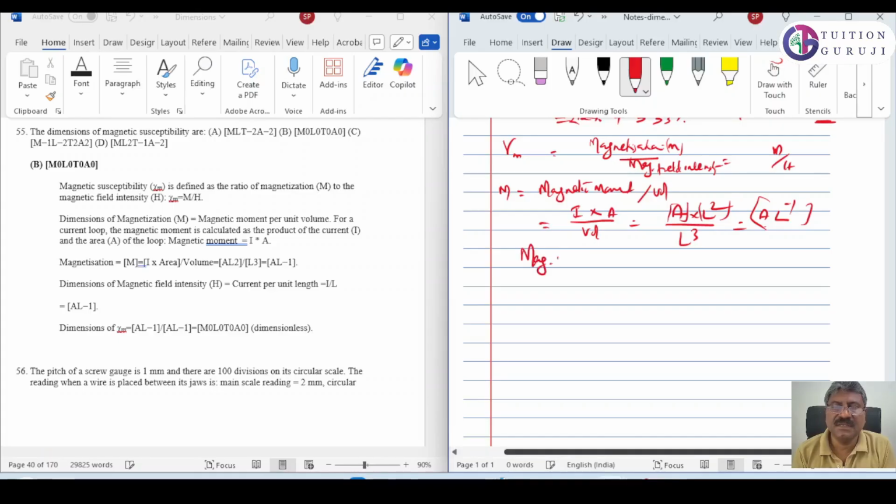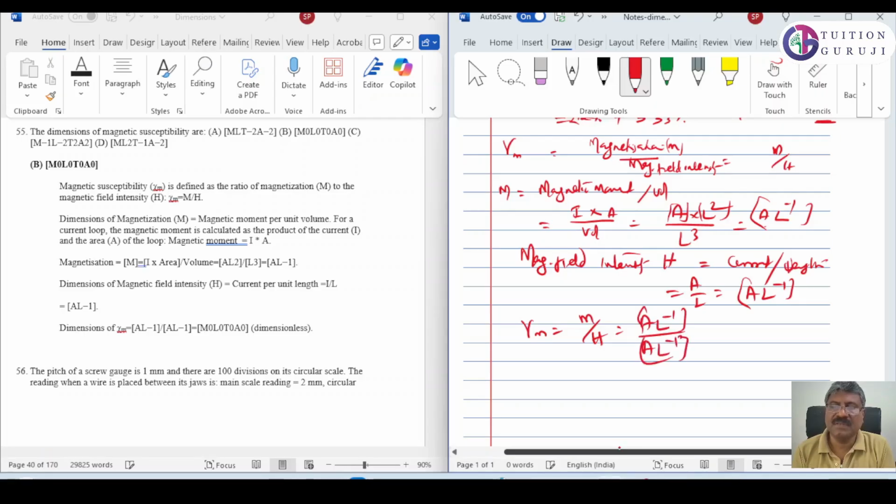Now magnetic field intensity H is equal to current per unit length. Okay, that is A by L, which is A L raised to minus 1. So susceptibility is the ratio of M and H. That means A L raised to minus 1 divided by A L raised to minus 1. That means it is dimensionless.